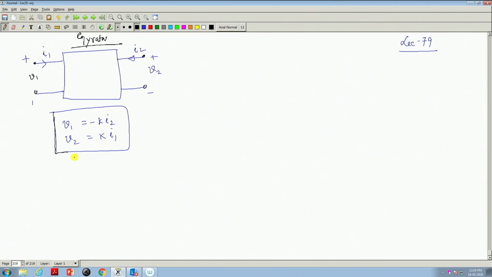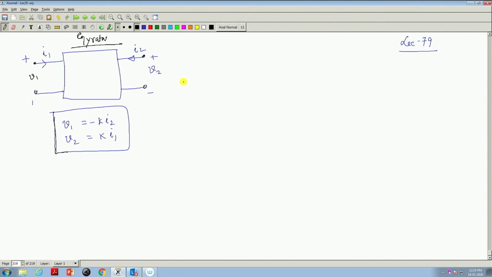Z parameters will be absolutely fine, but for ABCD parameters, you replace minus I2 by I2, because only for ABCD parameters it is taken as flowing outward, away. In the case of a transformer also, be careful while writing the ABCD parameters or Z parameters, because in Z parameters I2 is assumed to enter the circuit through the output port. Anyway, this is the gyrator.